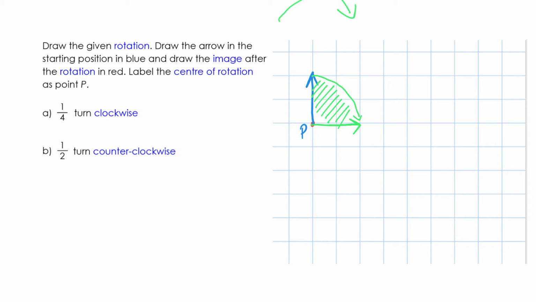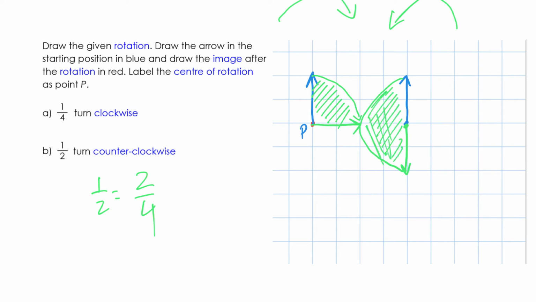Now I'm going to do another one. We're going to do a half turn. I'm going to start in the same spot, and we have to go counterclockwise. That's backwards. A half turn equals 2/4, so we have to make 2 stops. 1, 2. So this would end up here. And if this were a circle, this would all be shaded in.